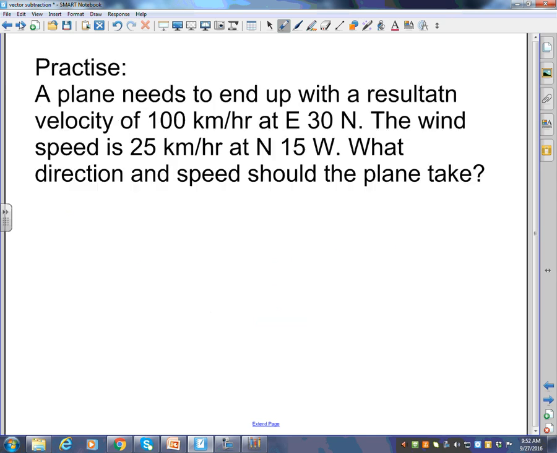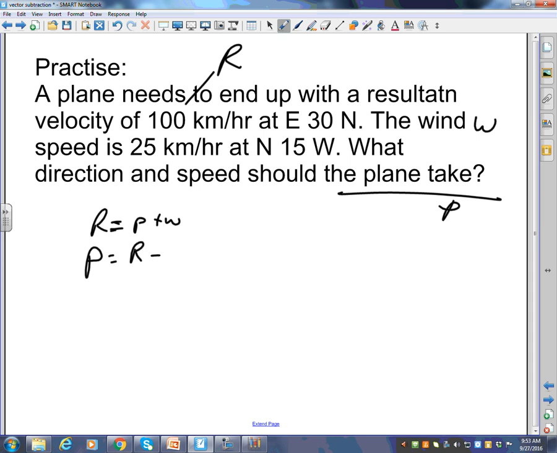Okay, let's look at the harder one. A plane needs to end up with a resultant velocity of 100 kilometers an hour. I tell you, this is the resultant. The wind speed is given. What direction of speed should the plane take? I'm solving for P, so I like to write R equals P plus wind. It's a good way to set up or frame your thinking. We're solving for the plane, so plane is resultant minus wind, or plane is equal to resultant plus minus wind.